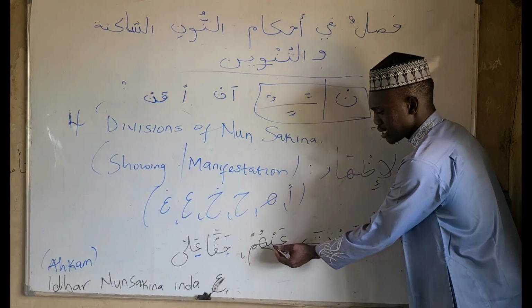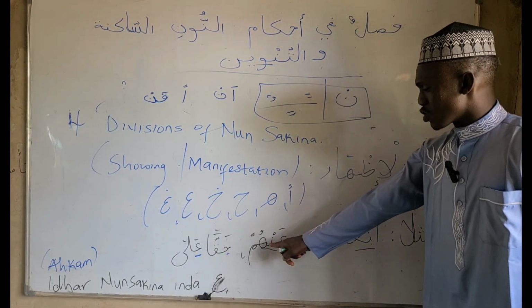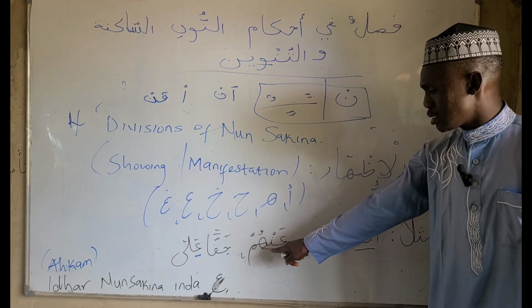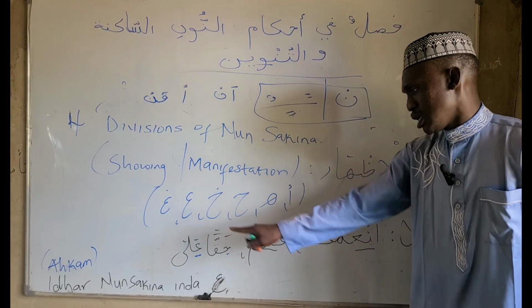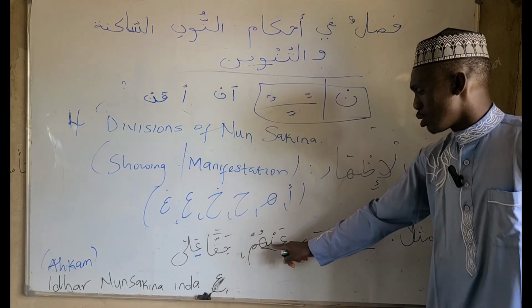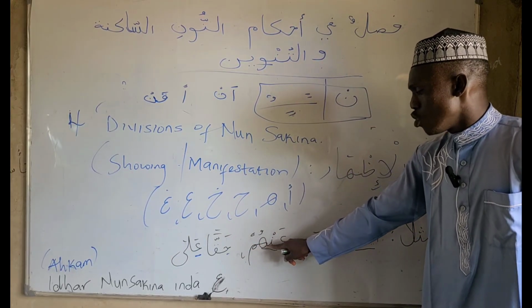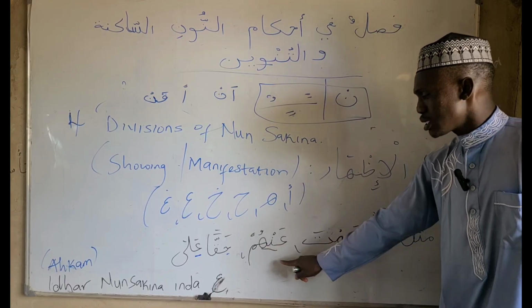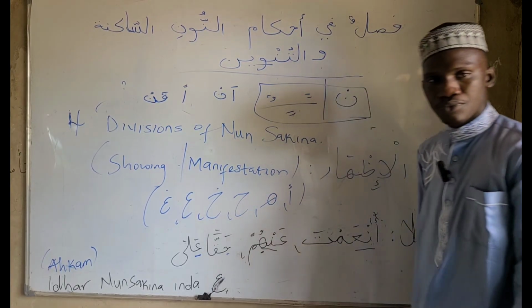Idhar, this is ha, this is nun. What is the first thing to say? Ha is the letter of idhar, right? So we mention idhar first. Which topic are we dealing with? Nun sakina, right? Idharu nun sakina inda what? Inda ha. This is ha, right?